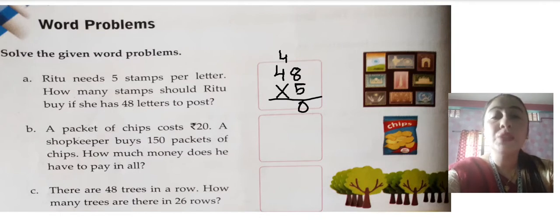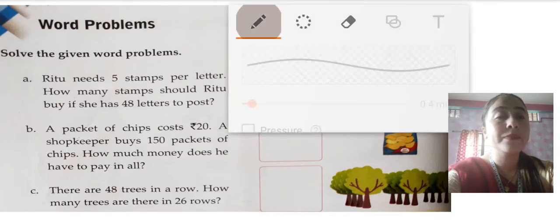5 4s are 20, 20 plus 4, 240. Let me write it with a little bit smaller handwriting, children, because it is not fitting. So I am writing it again.